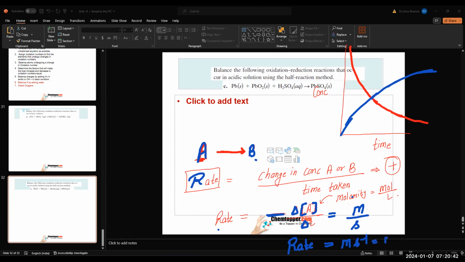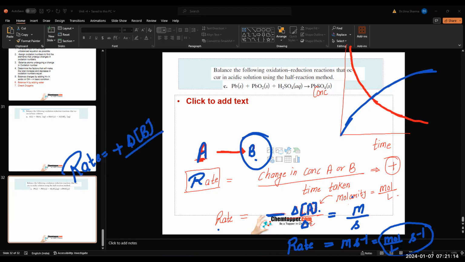Or you can write moles per liter per second. You can write like this also, right? So, is the word rate clear? Rate is change in concentration of the reactant or of the product. Here I defined it in terms of reactant. I can define it in terms of the product also. Delta B, delta means change. Square brackets mean concentration, molarity, over delta T. Unit here is also the same, molarity per second.